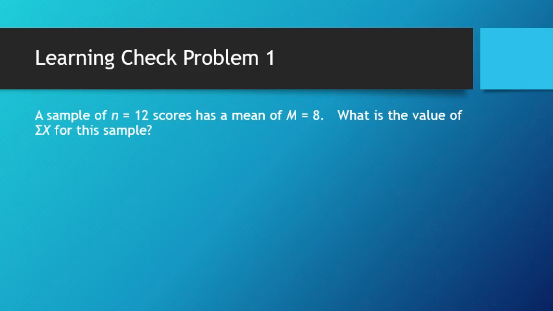Okay, a sample of 12 scores has a mean of 8. What's the value of summation of x? Again, you're just using mean equals summation of x over n. Plug in what you know: 8, you know 12. So summation of x is 8 times 12, which is 96.